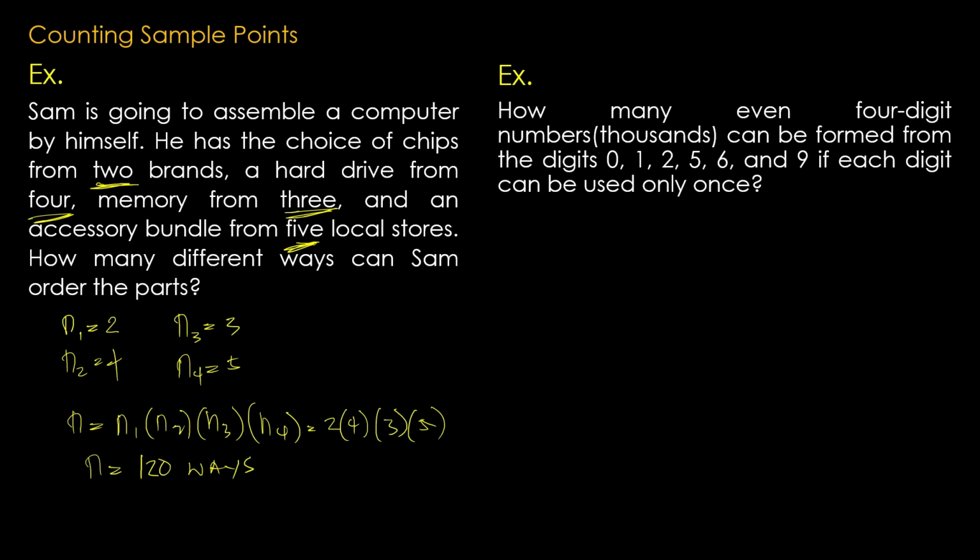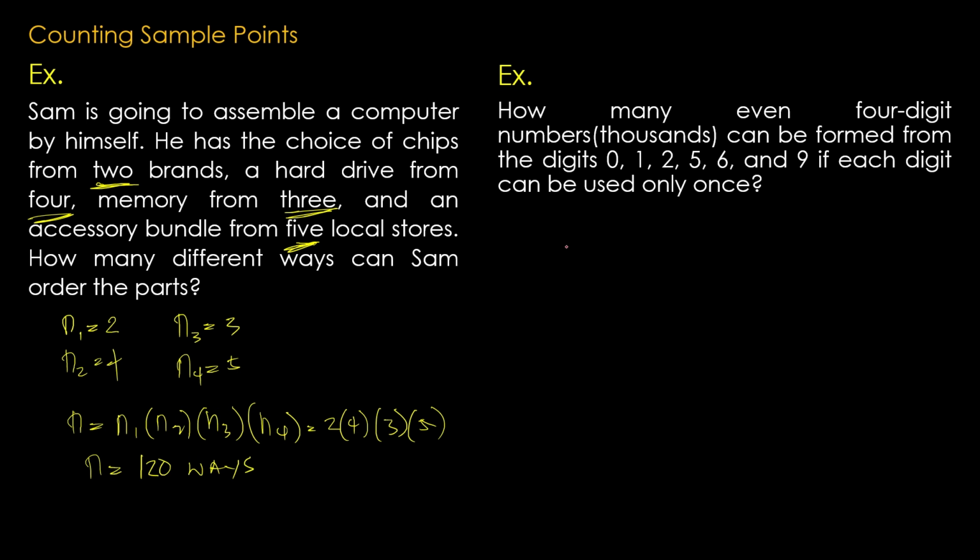Okay, 5 minutes. Try to answer this one. How many even 4-digit numbers, meaning thousands, can be formed from the digits 0, 1, 2, 5, 6, and 9 if each digit can only be used once? Okay, 5 minutes. Your timer starts now. Go.